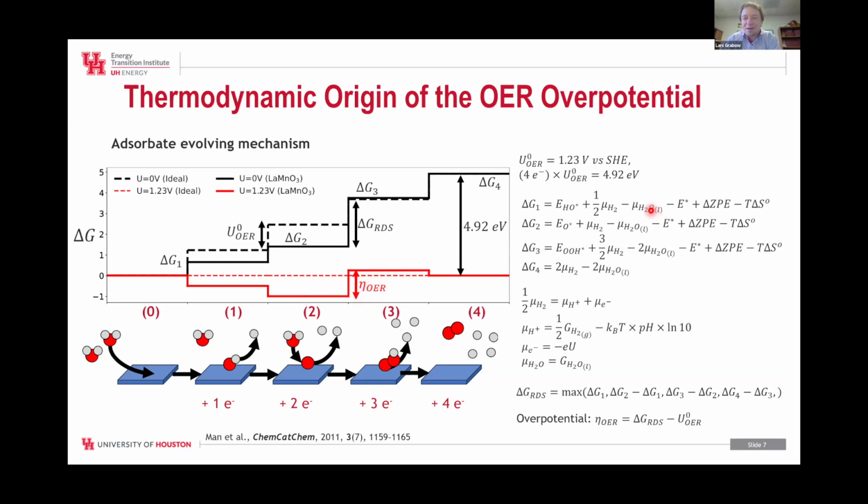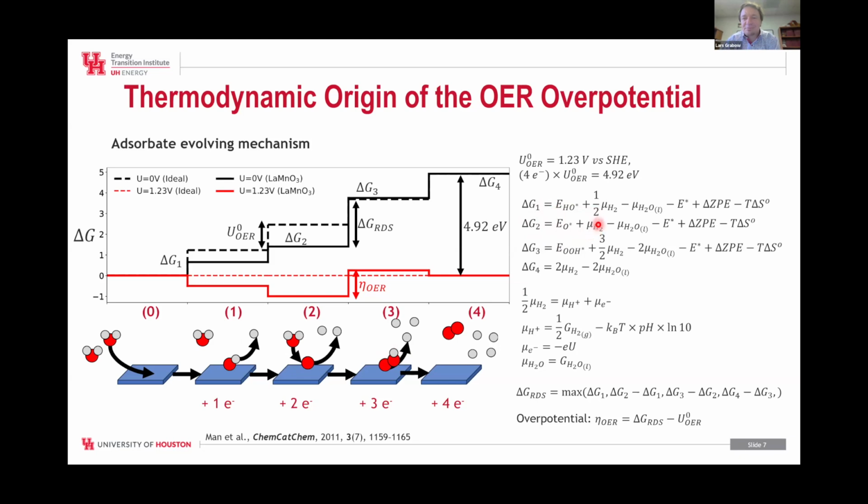Now, I don't want to go into all of these different equations, but the bottom line here is that we can estimate the energy levels, the Gibbs free energies, on all of these states, so state 1, 2, 3, 4, based on the energies of the intermediates that are adsorbed on the surface. So that would be the OH intermediate here, the oxygen atom here, the OOH intermediate.